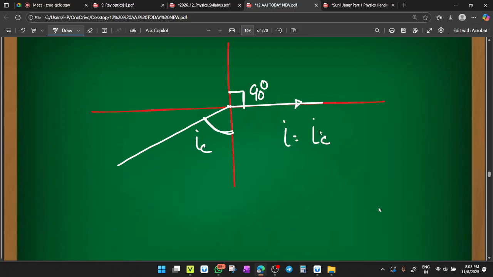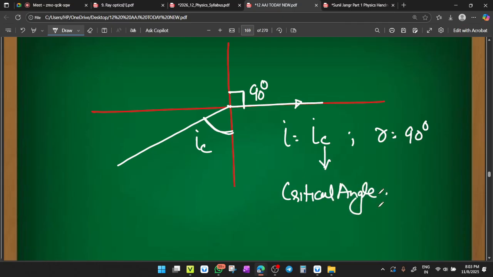The angle of incidence for which the angle of refraction becomes 90 degrees, this angle is called the critical angle. Okay. So let us make the derivation related to the critical angle. This is medium number 1, this is medium number 2. This is the denser medium, and this is the rarer medium. Clear?